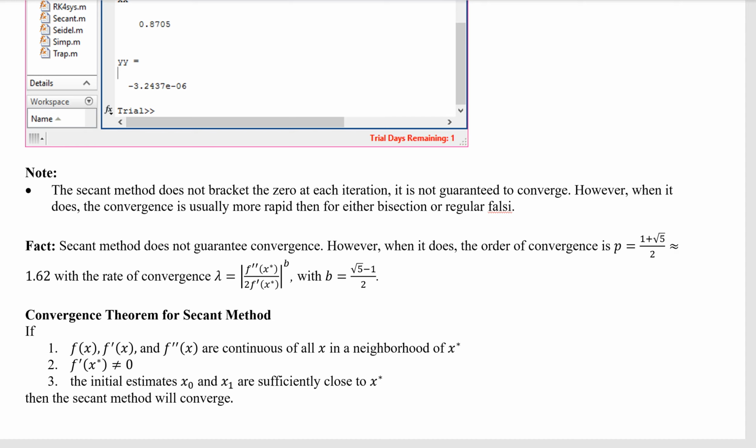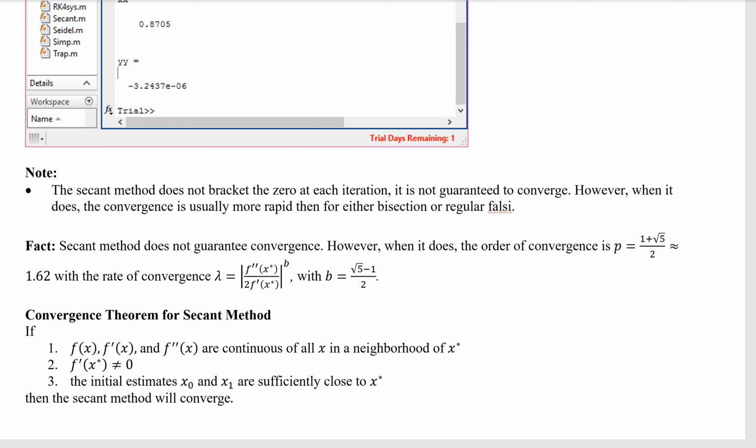For the regula falsi method, we construct the secant line passing through the 2 points, and then find the x-intercept of the secant line. That is our estimated zero. Then we have to decide which subinterval to consider in the next step, so we pick the endpoint accordingly. Because at each step we bracket the zero, we guarantee convergence, and the order of convergence is 1.